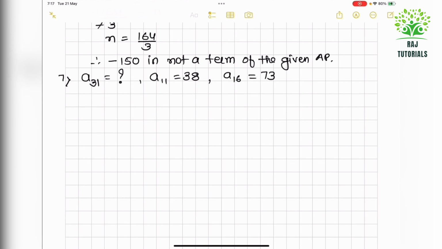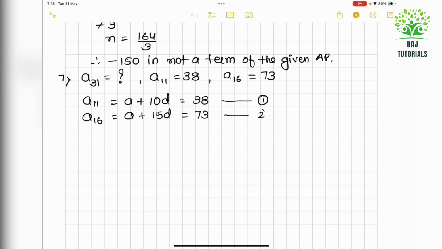Now, 7th question says find the 31st term of an AP whose 11th term is 38 and 16th term is 73. So, A31 I have to find, A11 is given to me, A16 is given to me. So, can I say A11 will be A plus 10D, which is equal to 38, 1. A16 will be A plus 15D, which is equal to 73, 2.